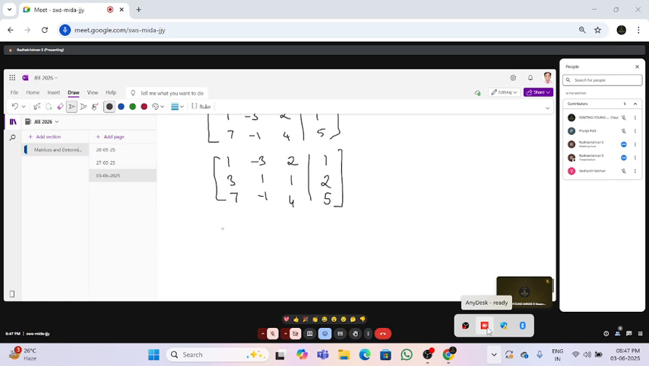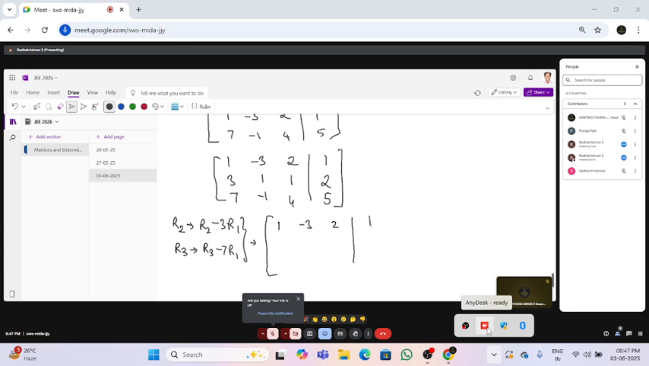Now, what do you do? R2 you convert to R2 minus 3R1, and R3 you convert to R3 minus 7R1. The first row doesn't change. Second row: 3 minus 3 is 0, 1 minus 9... 1 plus 9 is... so this is 1 minus 6, and this is 2 minus 3.